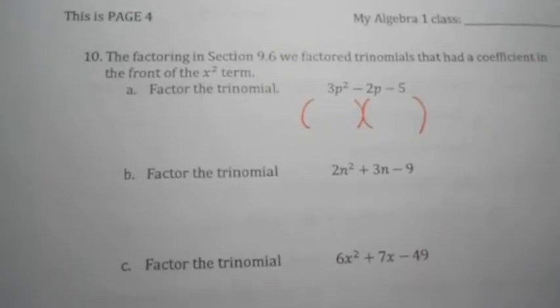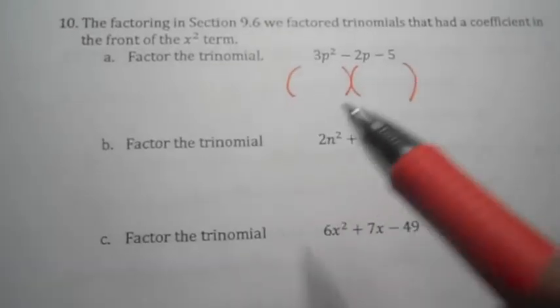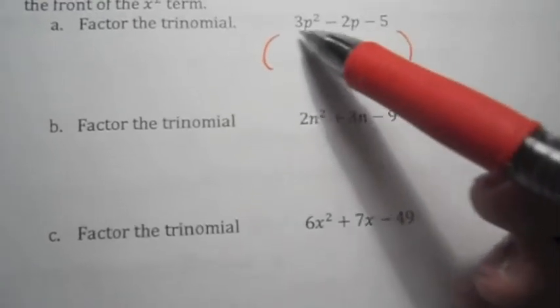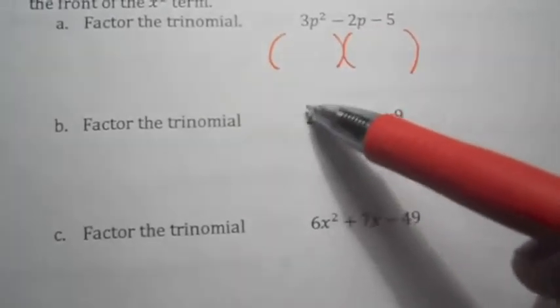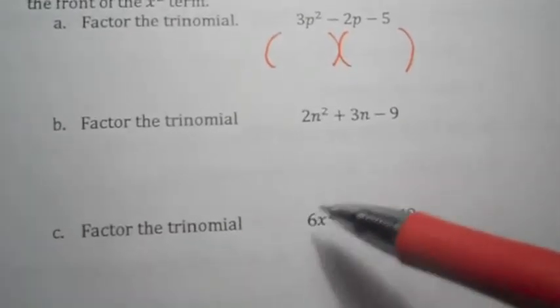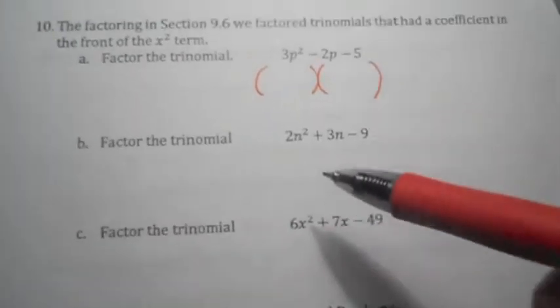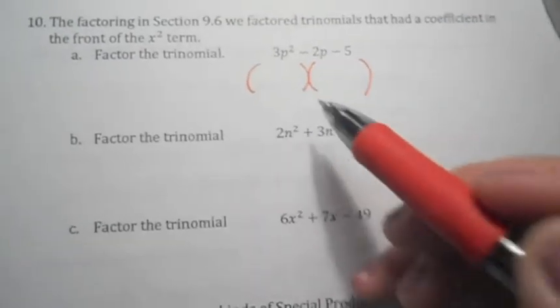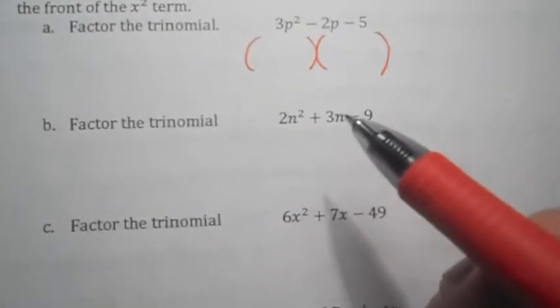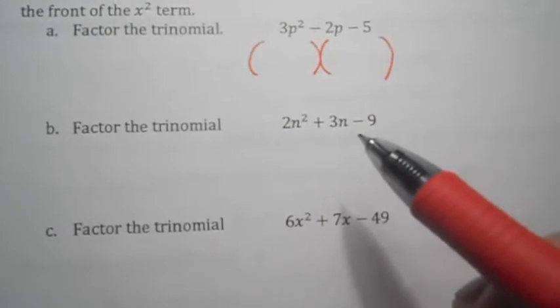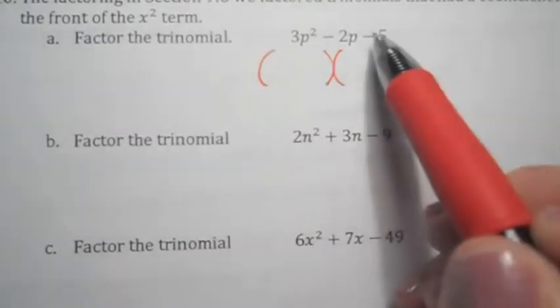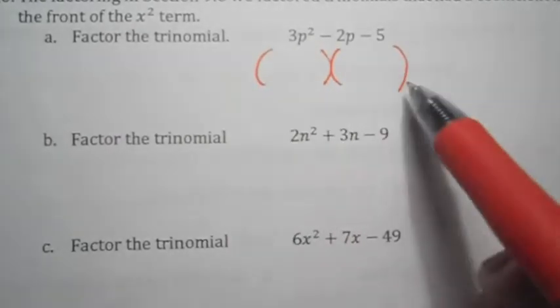Now we're on page 4, looking at number 10. Number 10 talks about trinomials that have a number in front of the variable squared term that's not 1. Now we saw in section 9.6 that factoring these trinomials was a little more difficult because there is a certain level of uncertainty, but it can be done. So since we're going to be factoring this trinomial, we know that we can set up our factor brackets.